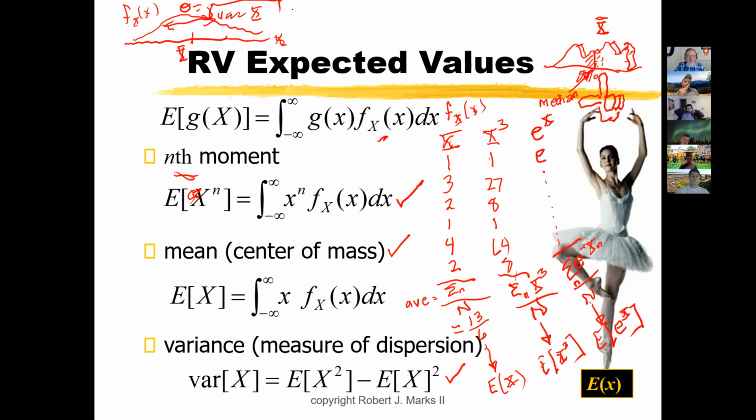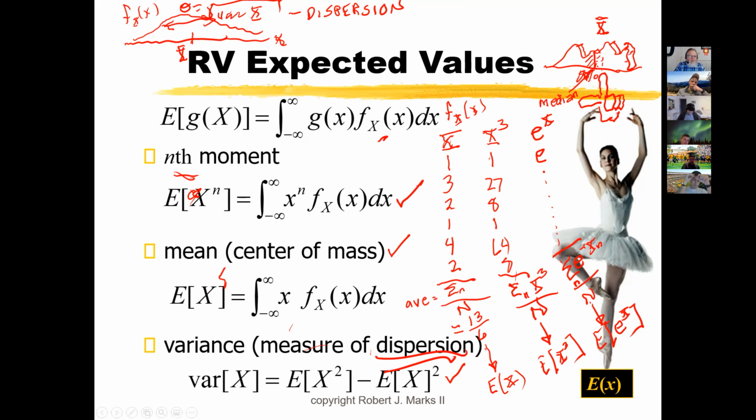The variance measures dispersion. You can see down here that this variance is a measure of dispersion. It measures how far the density function is spread out. It's not the only measure of dispersion. Can you think of another measure of dispersion? One of them might be the range of the random variable: your maximum value minus your minimum value. The range tells you how much it's spread out.